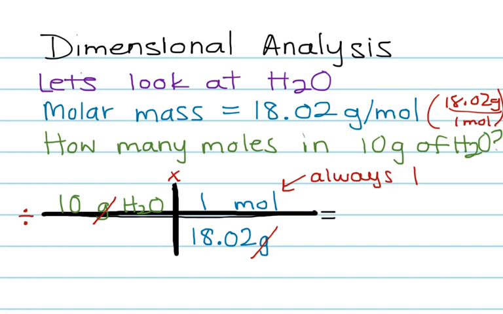So if we do the math, the grams are going to cancel out. Just kind of like if you had a 5 on top and a 5 on the bottom, they would both cancel out. The grams on the top cancels out with the grams on the bottom. And the answer, if you put it into your calculator, is going to give you 0.55 moles of water. So what I did was I took 10 times 1 divided by 18.02, and that equals 0.55 moles.